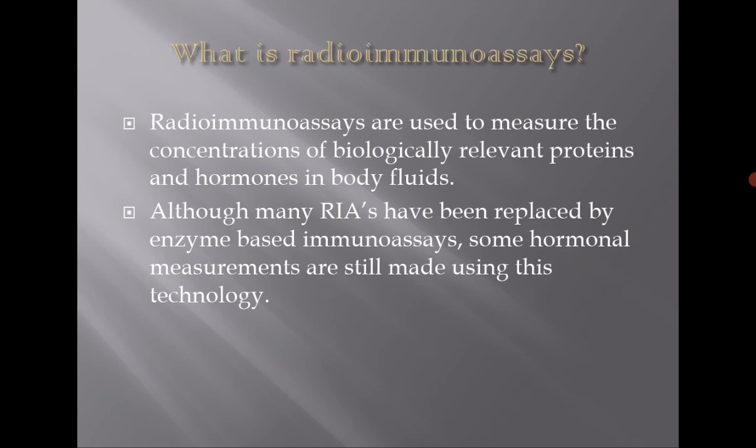So what is an enzyme-based immunoassay? Name one: enzyme-linked immunosorbent assay, which is used to detect dengue. It is mostly found in Africa and Asian regions, in which NS1 antigen is used. Some hormonal measurements are still made using this technology.